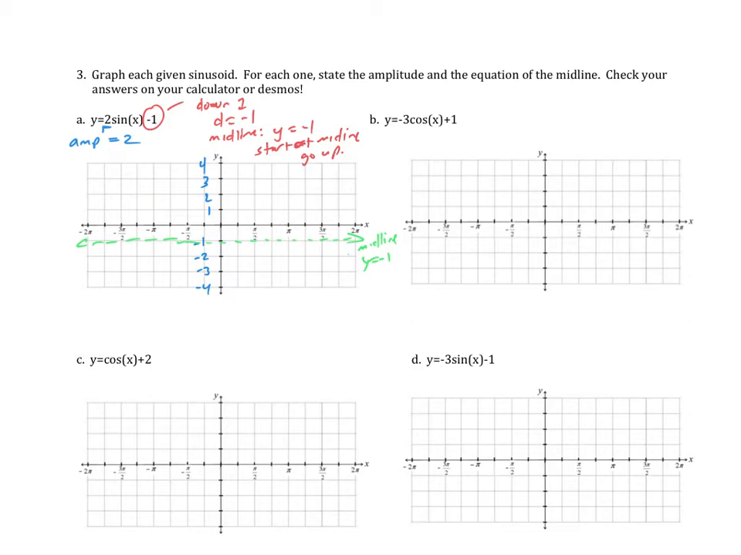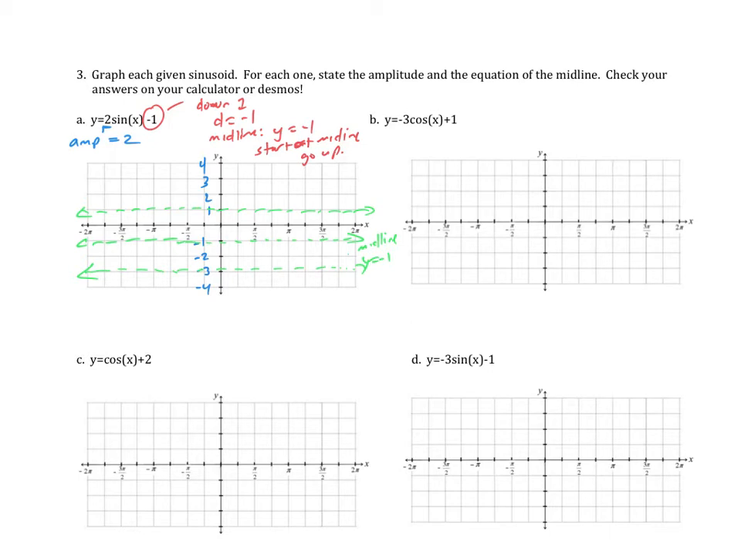And then the amplitude is 2. So that means the graph goes up 2 and down 2 relative to the midline. So I'm going to go up 2, that will put me at y equals 1, and down 2, which will put me at y equals negative 3. And this creates like a little envelope, and the sine function is going to be bounded inside this envelope. And now we can go ahead and plot some points.